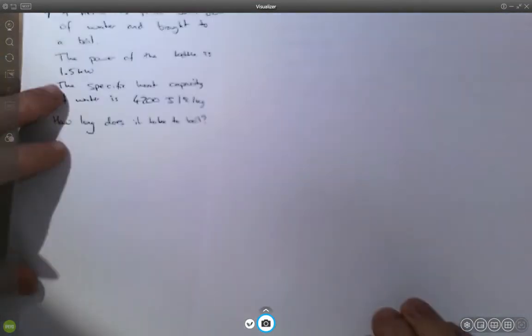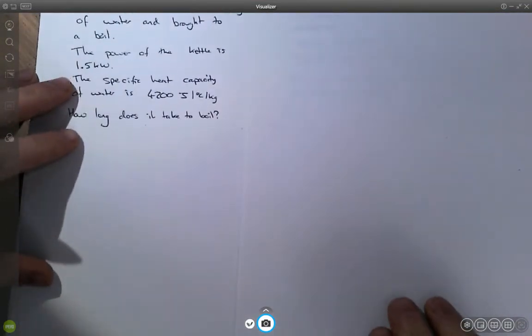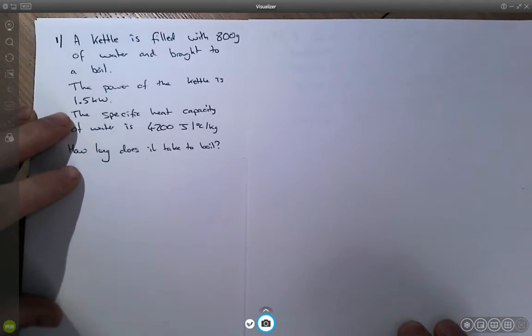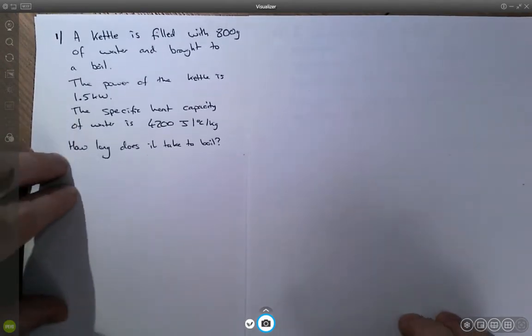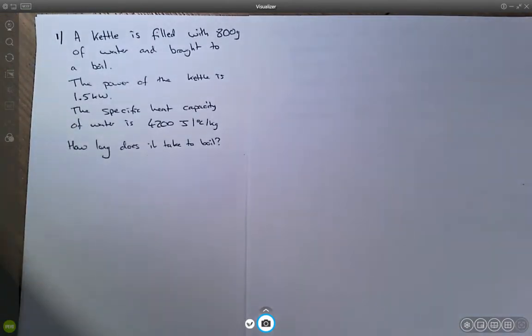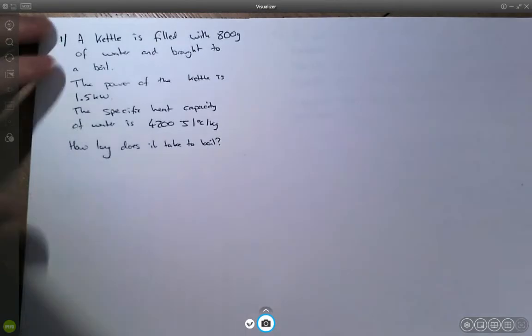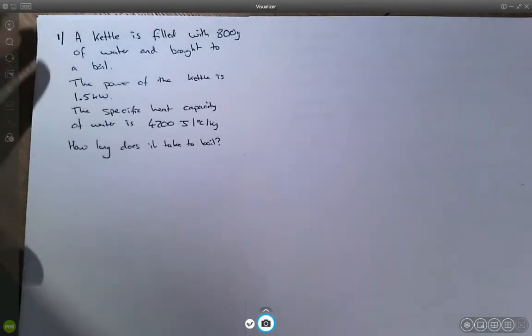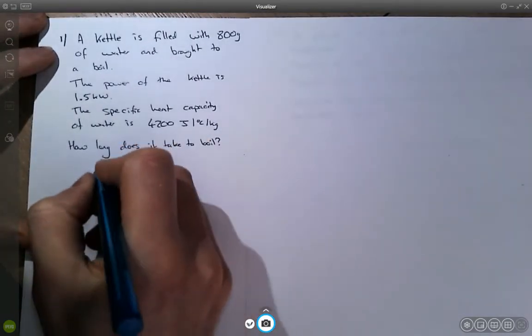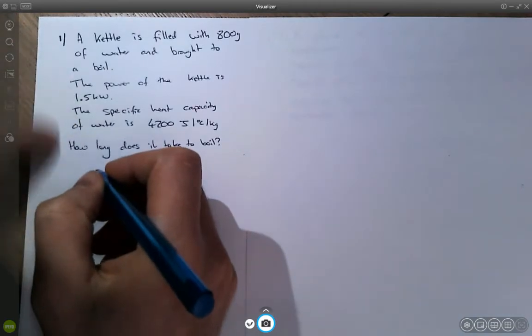So number one, it says a kettle is filled with 800 grams of water and brought to a boil. The power of the kettle is 1.5 kilowatts. The specific heat capacity of water is 4,200 joules per kilogram per degree Celsius. How long does it take to boil? So when we've got a question like this, there's two steps to it.